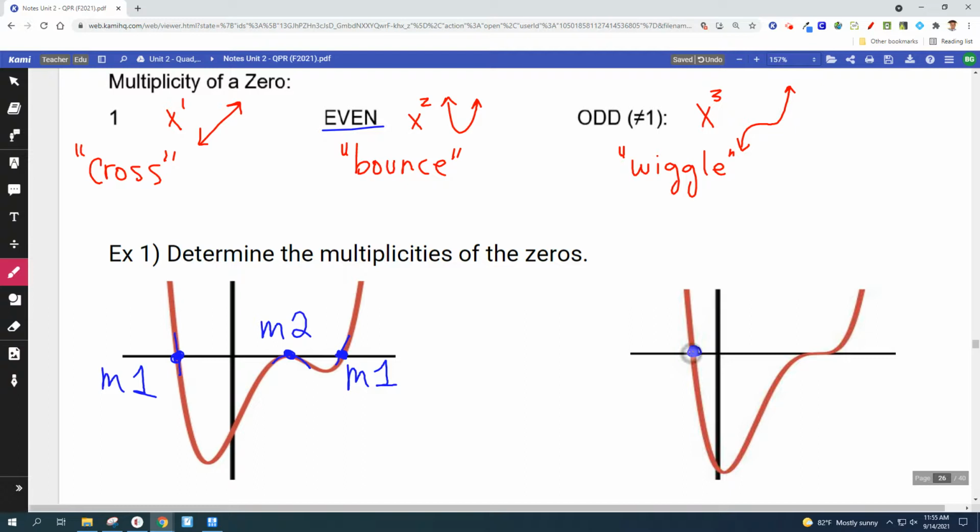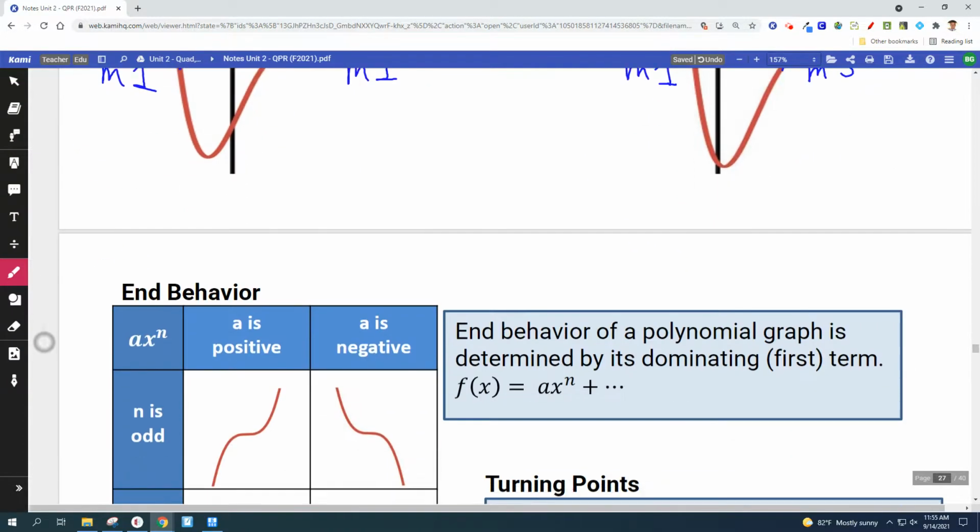Over here, we see an x-intercept. We see a zero with a multiplicity of 1. And then this one right here, notice that wiggle. We're going to call that M3, even though it's really odd, but not 1. It's usually going to be a 3. So it's kind of cool what happens. We can see the zeros, we can see where it crosses, but we can see a little bit of behavior with those multiplicities.